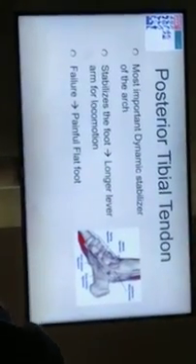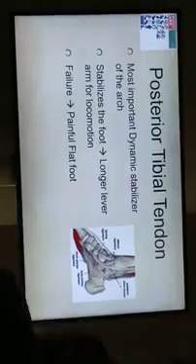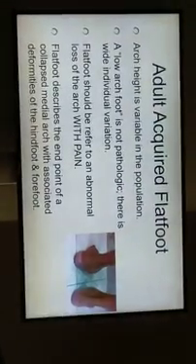Liver, arm for locomotion, and the failure of this muscle tendon junction leads to a painful flat foot. So what is an adult acquired flat foot?